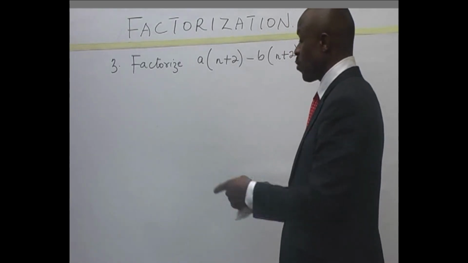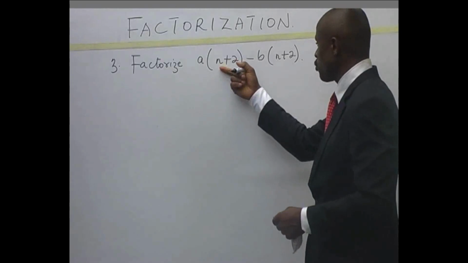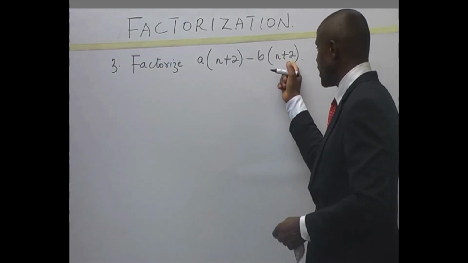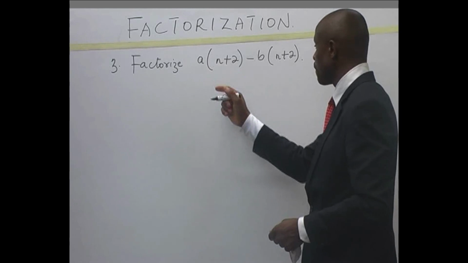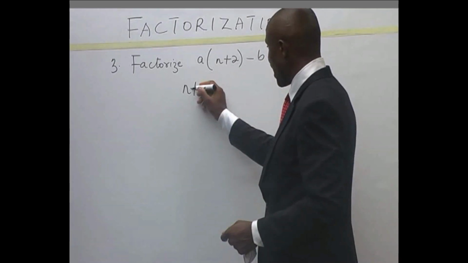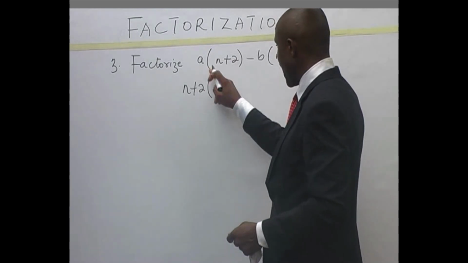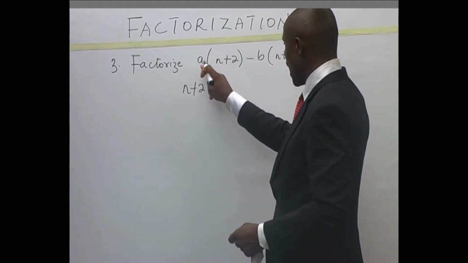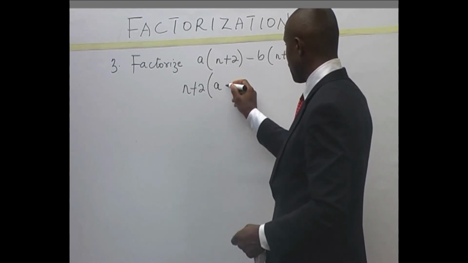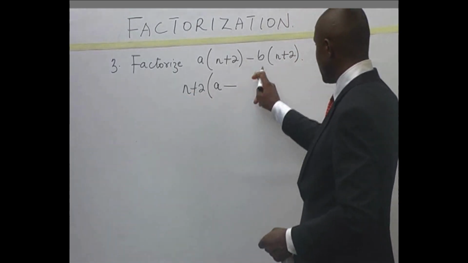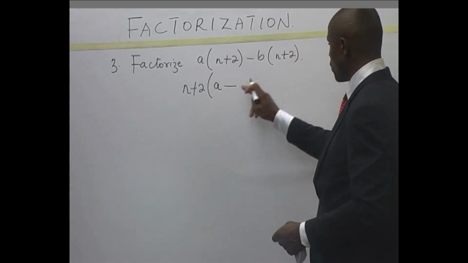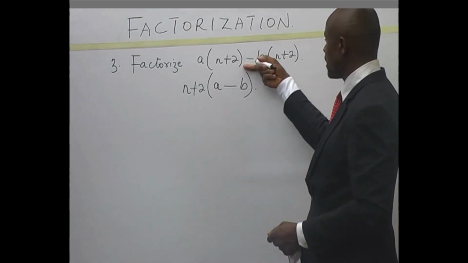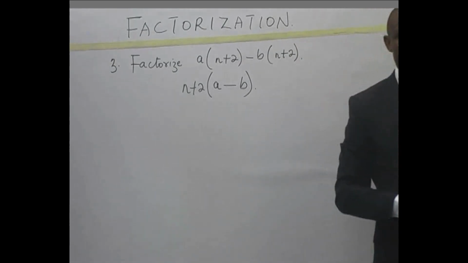This is another large expression we are about to factorize, just like the former question, which is question number 2. What you have in common in the two terms is what you have inside the brackets. N plus 2 is existing here, and also n plus 2 is existing here. So bring n plus 2, because that is what they have in common. Divide a times n plus 2 with n plus 2. N plus 2 will cancel n plus 2 and leave you behind with a. Bring down minus b into n plus 2, dividing by n plus 2, n plus 2 will cancel and leave you with b. This becomes the factorization of that expression.